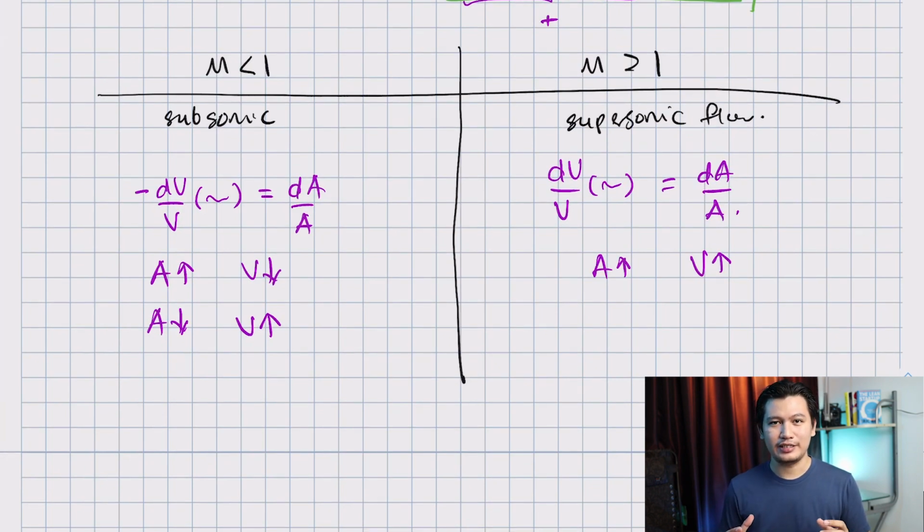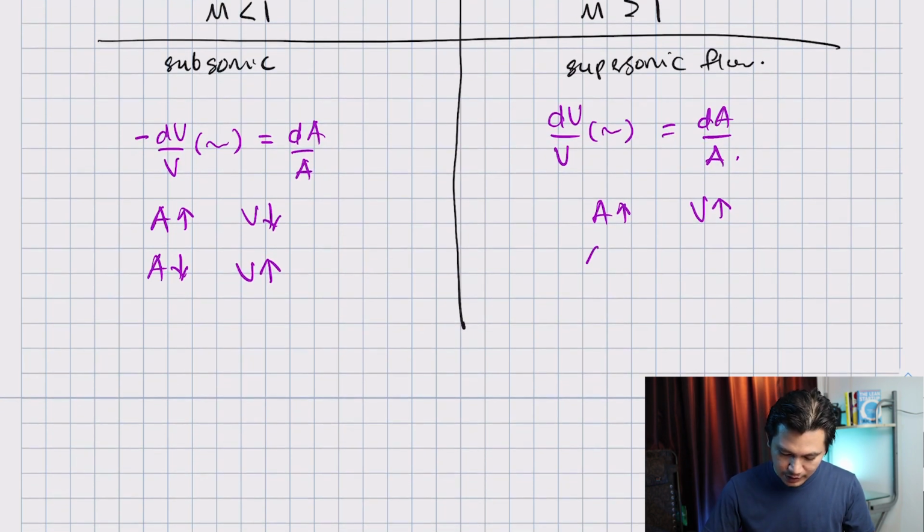Now, if you think about it, this is quite counterintuitive. When you have a diverging duct, you expect the velocity to be slower at the end. But if the Mach number is greater than 1, if the flow is supersonic, and you have a duct that is going larger and larger, the velocity will actually increase. Now this I think is quite interesting and quite counterintuitive. And similarly, if the area goes down, the velocity will also go down.